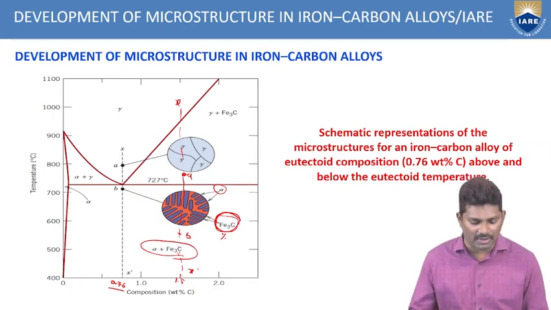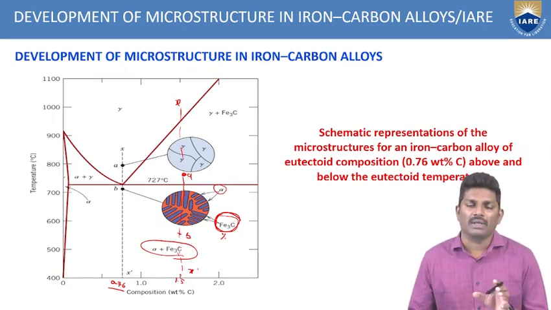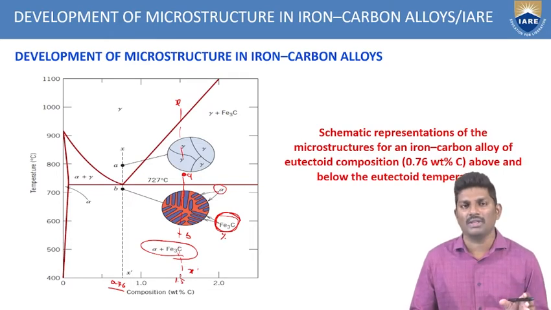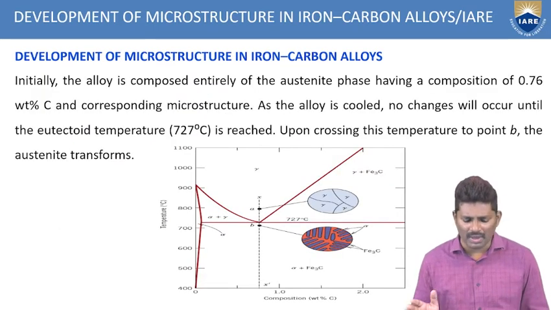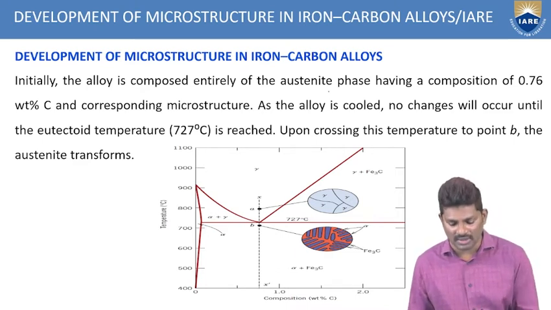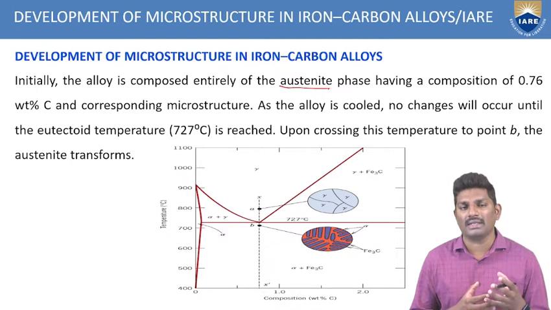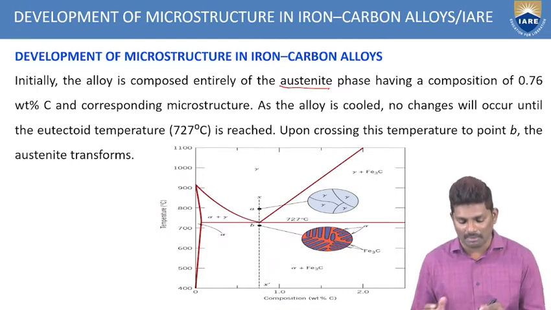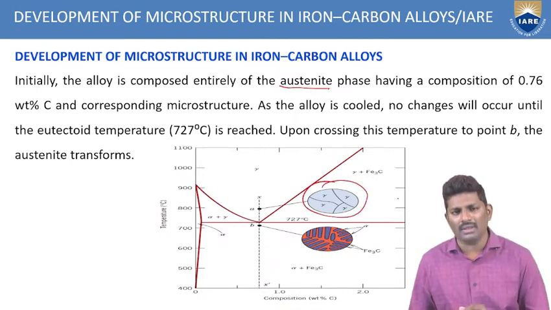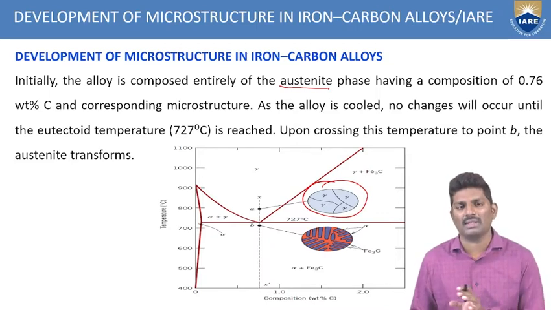So at this point, we are trying to find out the changes in the microstructure related to the composition. So what is happening in this? Initially, the alloy is composed entirely of austenite, is it not? Since this area is above 727 degrees centigrade, you have a lot of austenite present. This is entirely the complete microstructure. You have complete austenite. There is no pearlite coming into this picture. That's why you have a solid structure of complete austenite here.